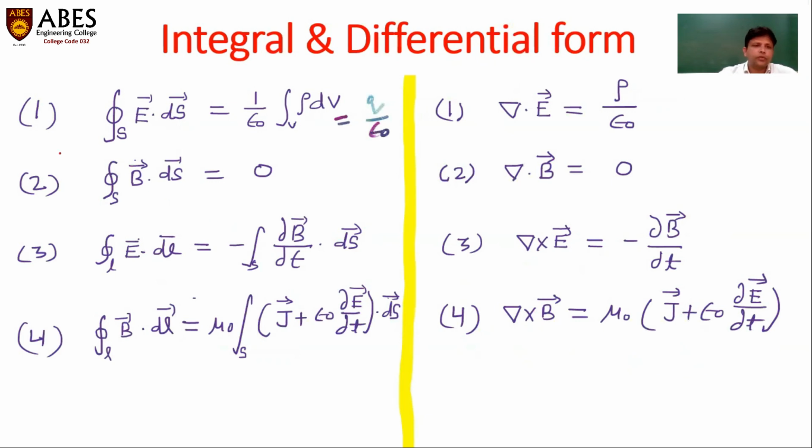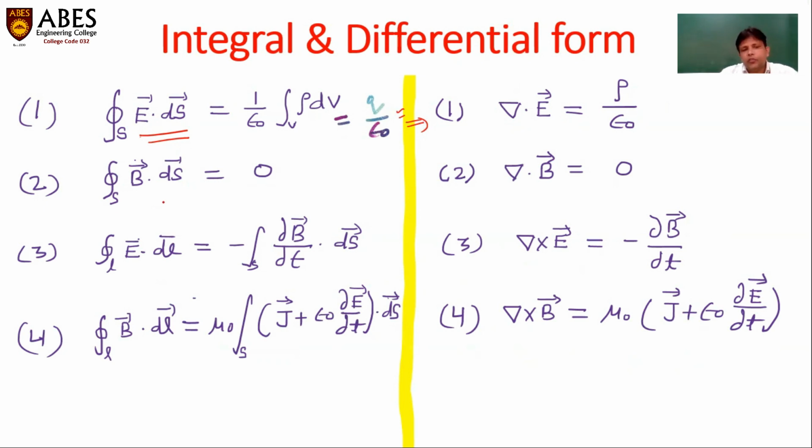You can see here, the first one is E dot ds, which is known as the electric flux. It says that the electric flux through any closed body is equal to 1 upon epsilon naught times the total charge enclosed by the surface. And its differential form, I already told you, is divergence of electric field equals rho upon epsilon naught. What is rho? Rho is the volume charge density.